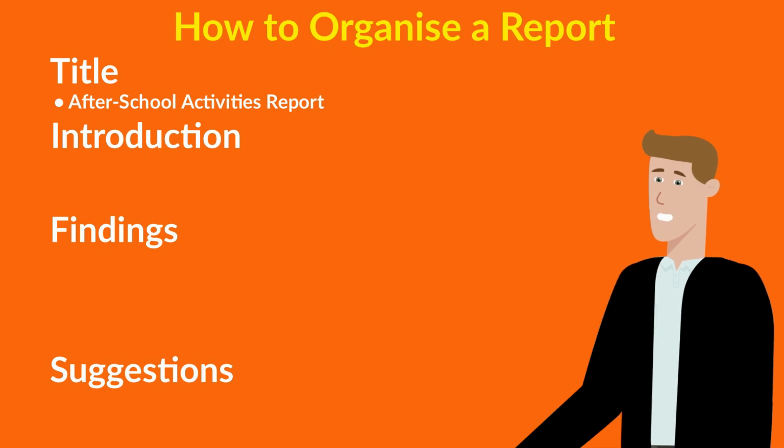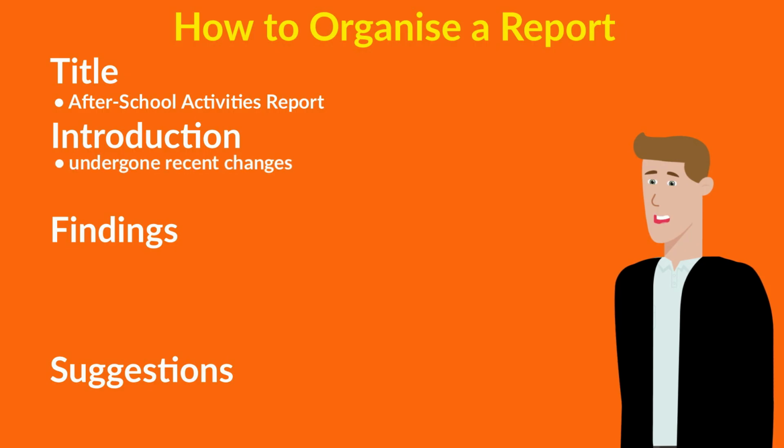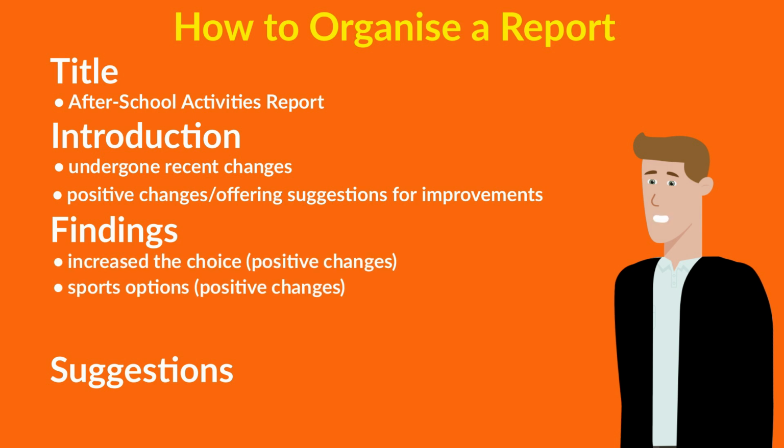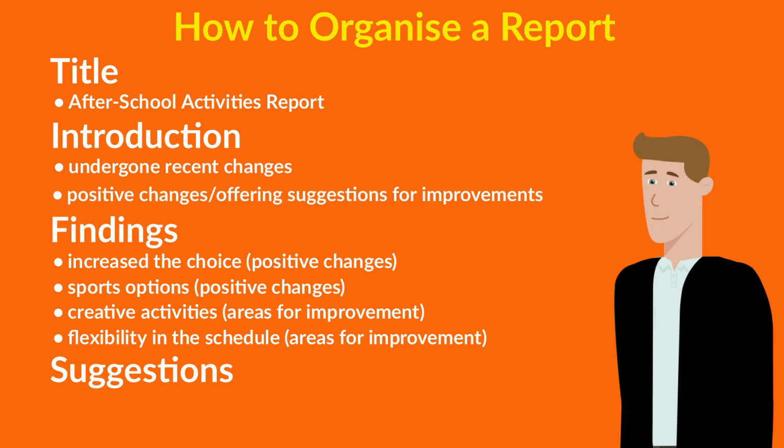Begin your report with a concise introduction that outlines the purpose and scope of the report. In the next paragraph, tell the headmaster about the positive changes, and in the following paragraphs, mention some areas for improvement. In the last paragraph, offer a couple of suggestions with a brief conclusion highlighting the benefits it would bring to the school.